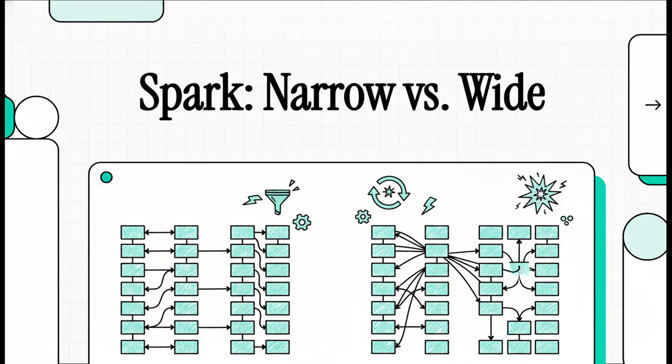All right, let's talk about one of the biggest things you can do to speed up your Apache Spark jobs. Seriously, if you want your code to fly, you absolutely have to understand the difference between two kinds of operations, narrow and wide transformations. So let's dive right in.